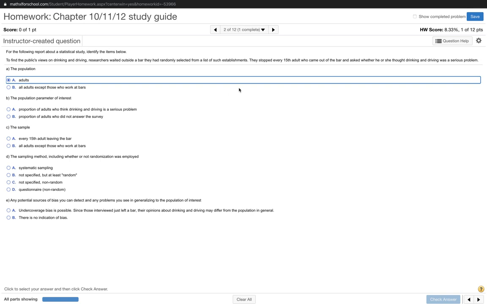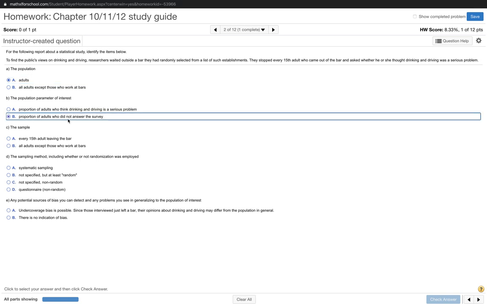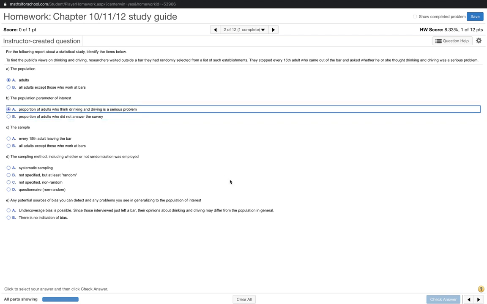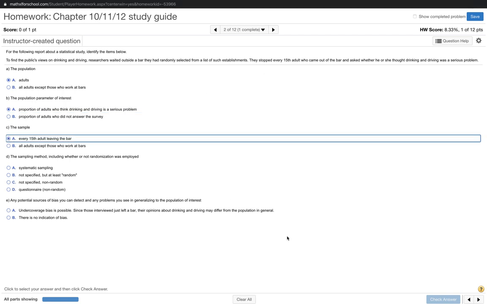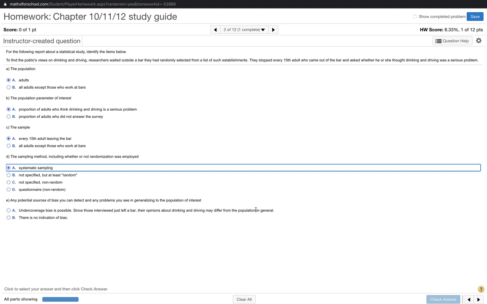Our population parameter of interest: what piece of data, what question are they asking? They stopped every 15th adult who came out of the bar and asked whether he or she thought drinking and driving was a serious problem. So it's the percentage or proportion of people who think drinking and driving is a serious problem. The sample: they stopped every 15th adult. Every 15th adult, that is a classic example of a systematic sample.